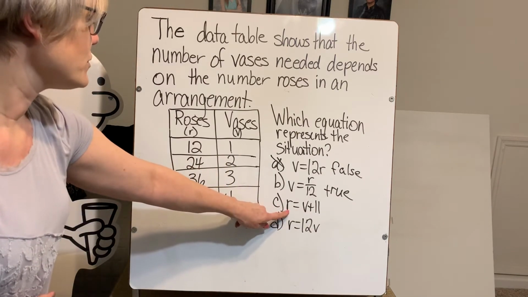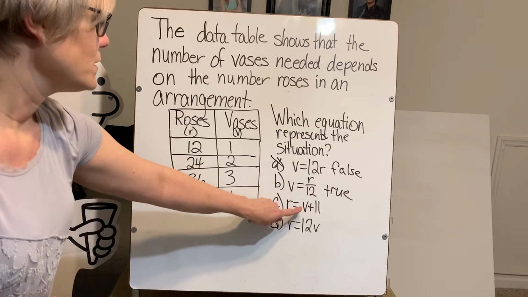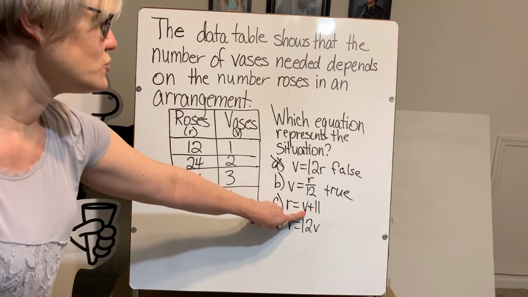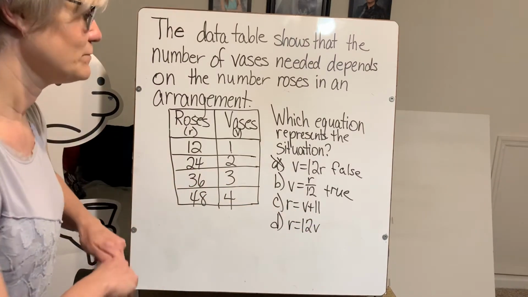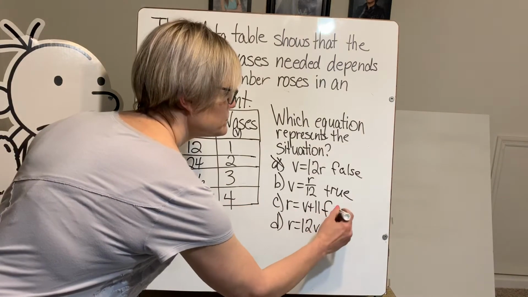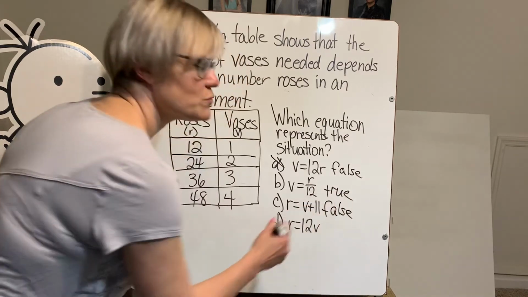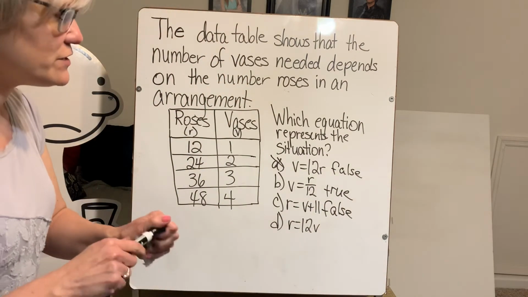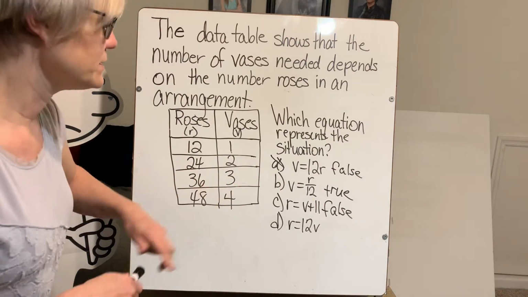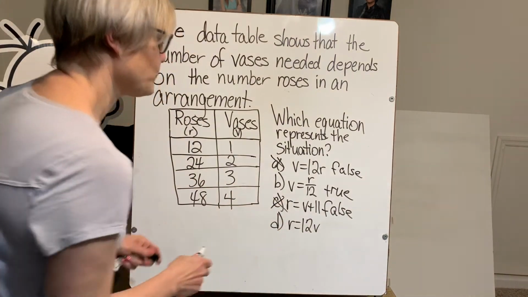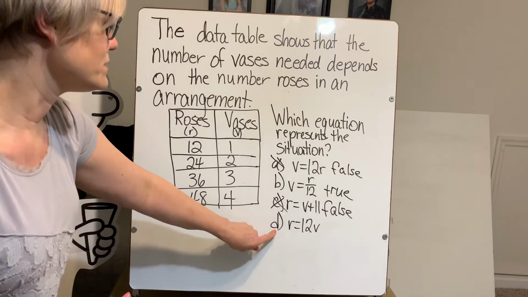So now we have our roses, we've got 24, and then we have vases, we've got 2. 2 plus 11 is 13, not 24. Okay, so that doesn't work. We have to try all of them. Just because one works doesn't mean the whole thing will. So this equation overall for the entire situation does not work. All right, so let's go on to this one.